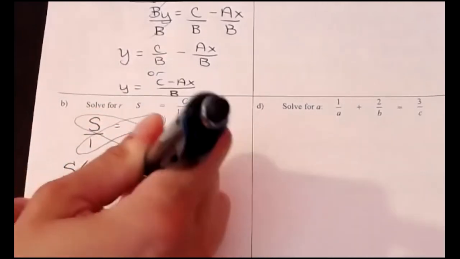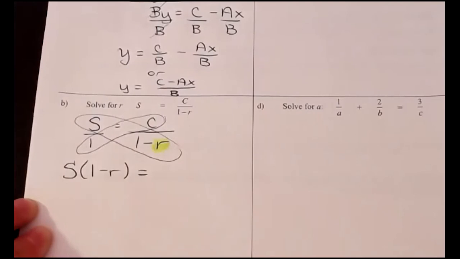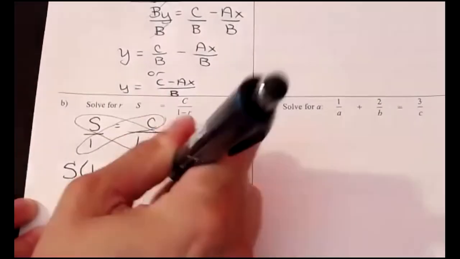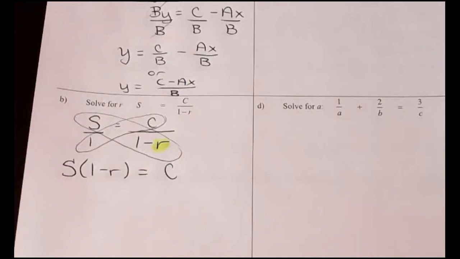So what this leaves me with is s times 1 minus r is equal to 1 times c, which is c. Now, some of you will distribute, and that's okay. I am not going to do that. I'm not going to distribute the s because what I'm trying to solve for is r, which means s just has to go. I just have to get rid of it. It doesn't need to be involved any further.